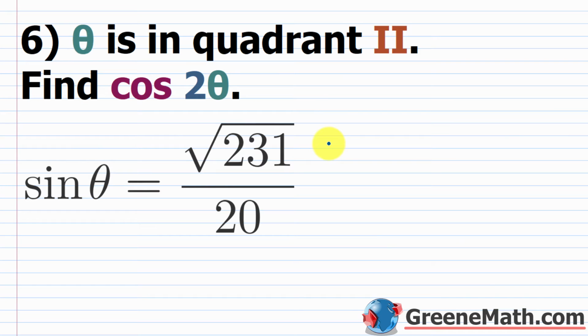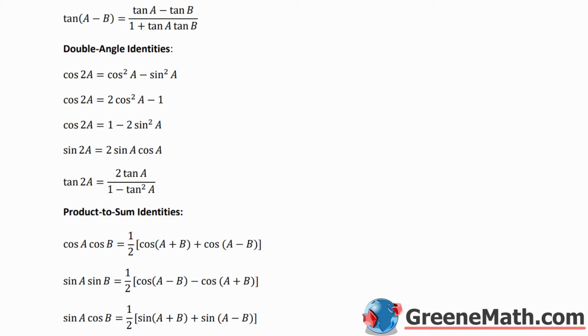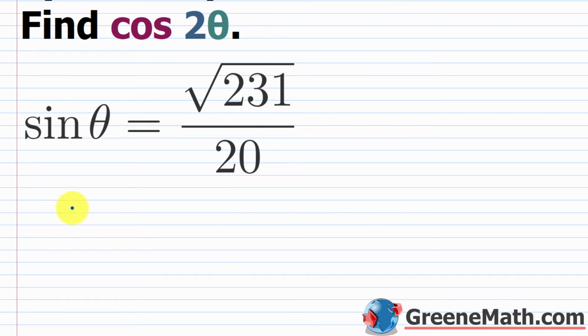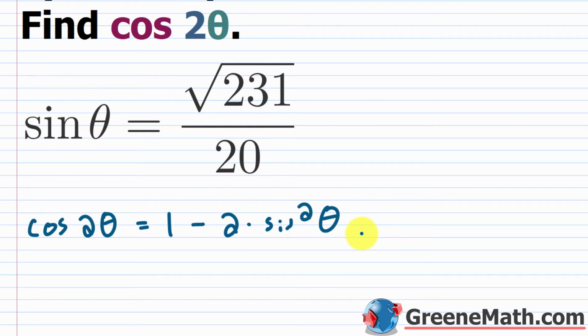All right, let's take a look at problem 6. So theta is in quadrant 2. We want to find the cosine of 2 theta. And going back to the handout, you have this one that says the cosine of 2a is equal to 1 minus 2 times the sine squared a. I would use that one in this case. So let me slide down here a little bit. And I will just say that the cosine of 2 theta is equal to 1 minus, you have 2 times sine squared theta. So let's just plug in here.